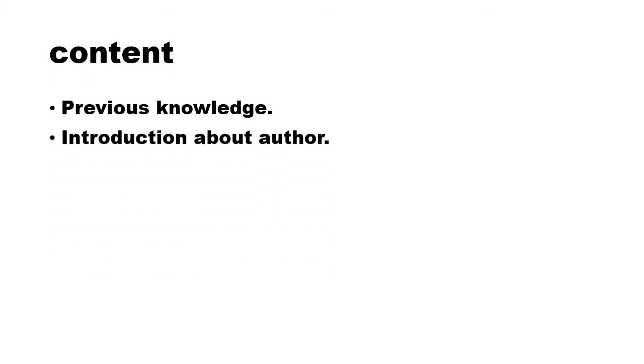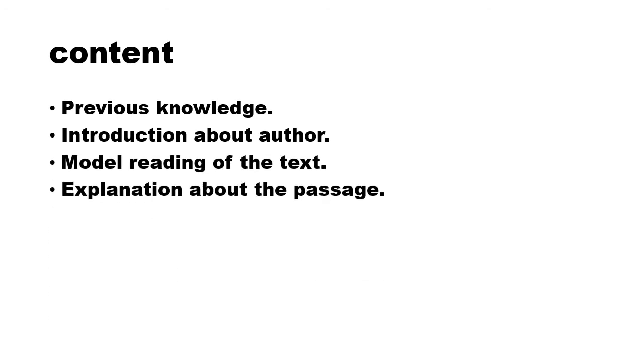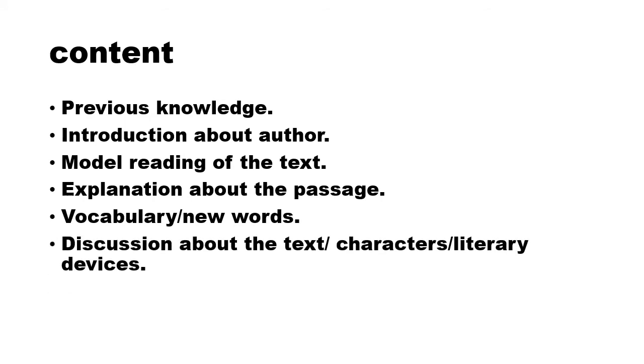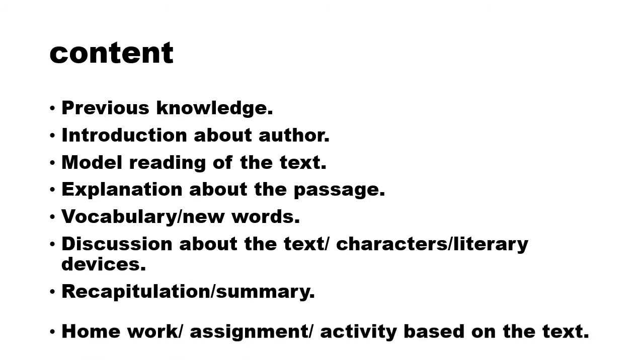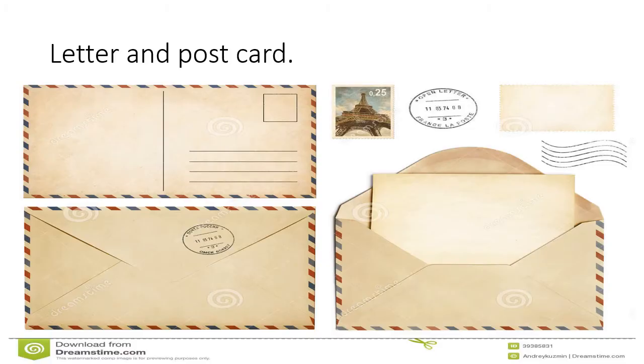Now we will discuss the content. First, we will discuss the previous knowledge and introduction about the author, model reading of the text, an explanation about the passage, vocabulary, discussion about the text, characters or literary devices, and summary, and the homework or assignment or activity based on the text. Now we are able to see a picture of a postcard or a letter.